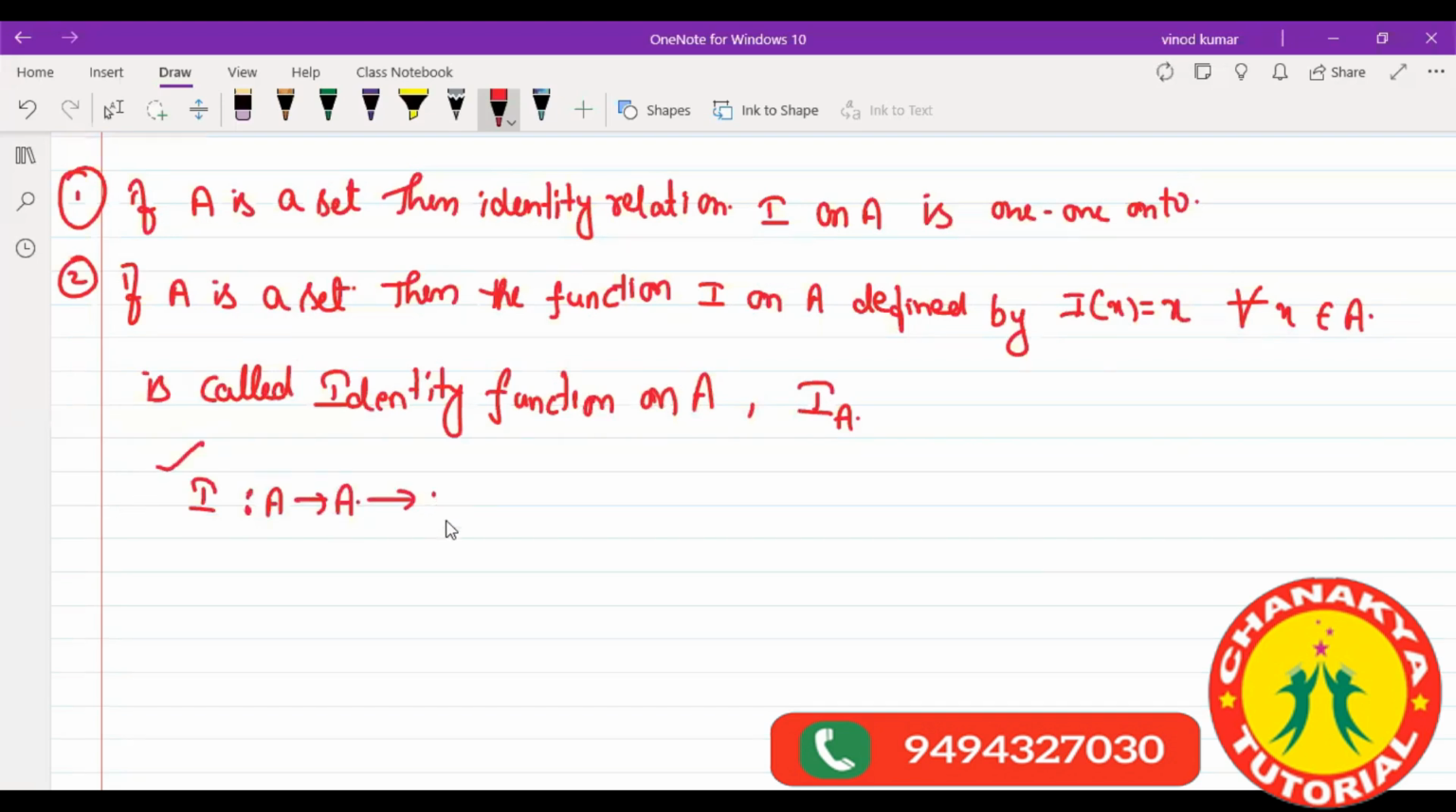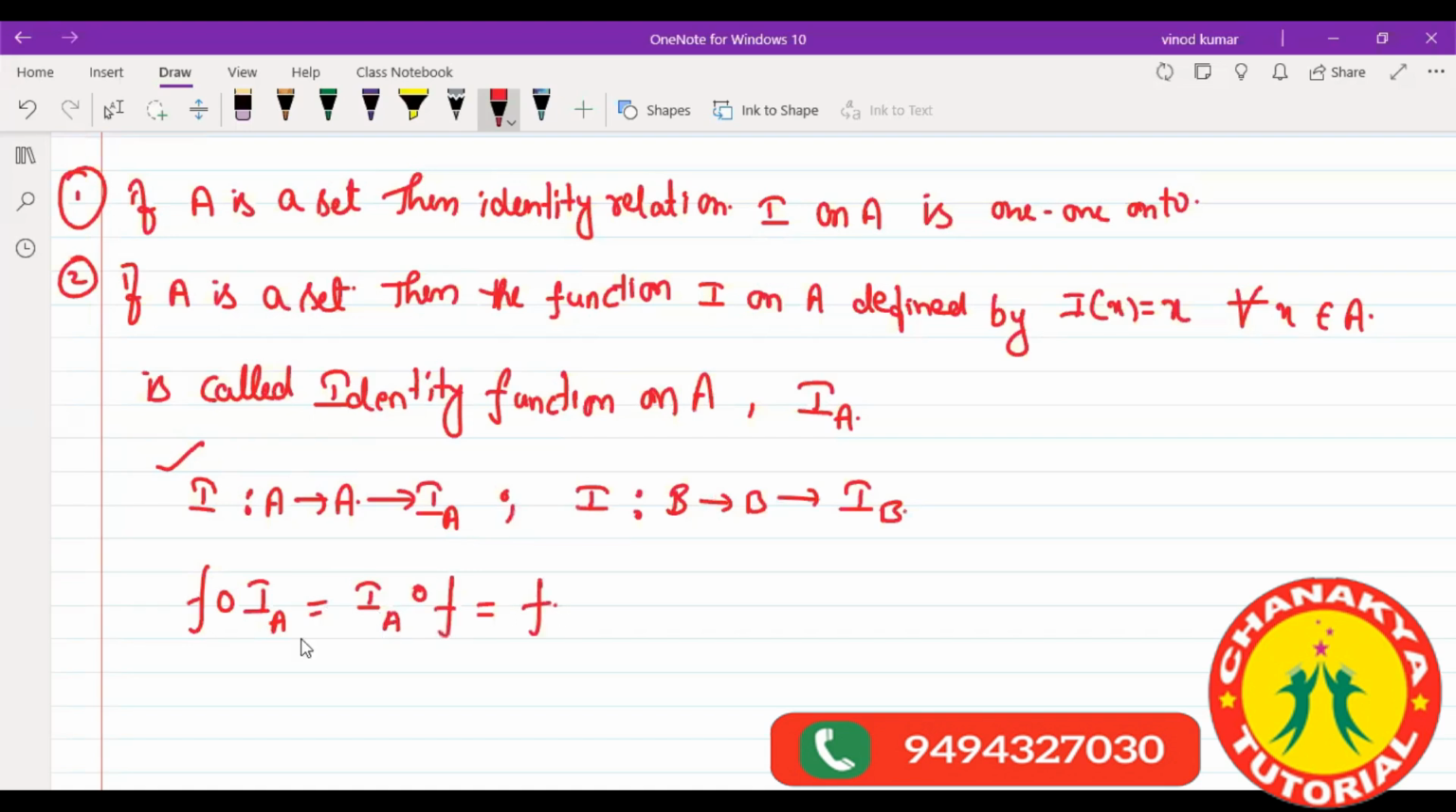Then we write I_A. If B is a set, the identity function on B is I maps B to B. This can be written I_B. Now f circle I_A equal to I_A circle f equal to f. Similarly, f circle I_B equal to I_B circle f equal to f. Why? Because I_A and I_B both are identity functions with respect to A to A.